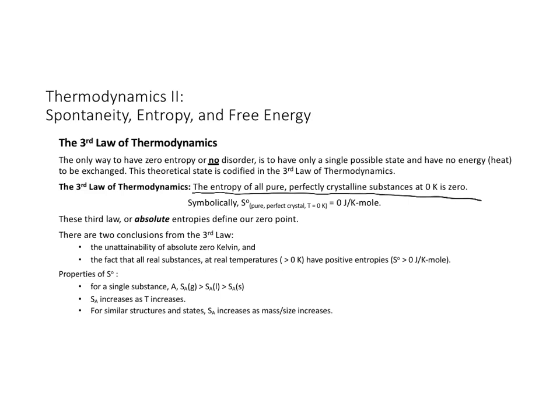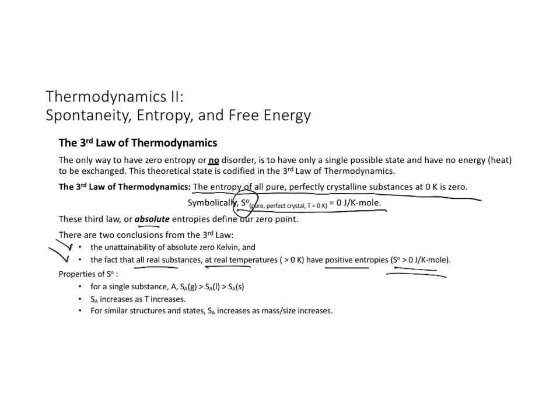Now, symbolically, we just say this. This third law entropy, we call it S super zero or S0, for a pure perfect crystal at temperature equals 0 Kelvin is 0. Now, these third law, or what we'll call absolute entropies, define our 0 point. There are two conclusions we can draw from the third law. One, we can't get to absolute 0 Kelvin, and more importantly for us, all real substances at real temperatures have positive entropies. The entropies are going to be greater than 0.